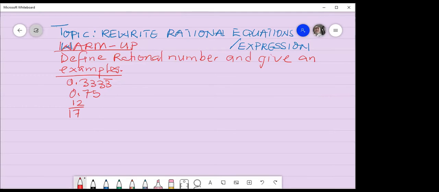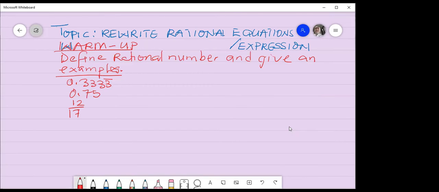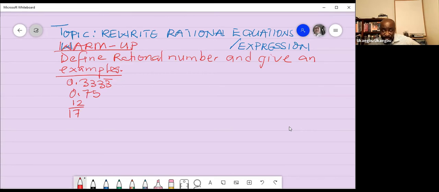So now, can a rational number be a whole number? Is a whole number a rational number? Yes, it is. So you can give me an example of a whole number. It can be 1, it can be 2, it can be any whole number. Any integer, whether positive or negative, is also what? A rational number.